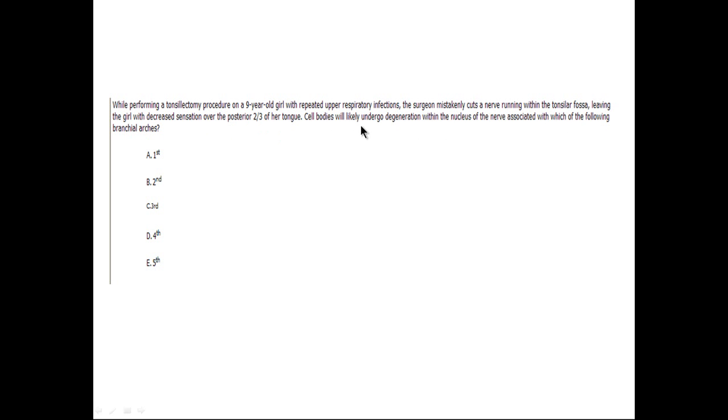Cell bodies will likely undergo degeneration and nucleus of nerve associated with which of the following arches? Glossopharyngeal nerve is arch 3. Right answer is C. Those are the answers to those questions.